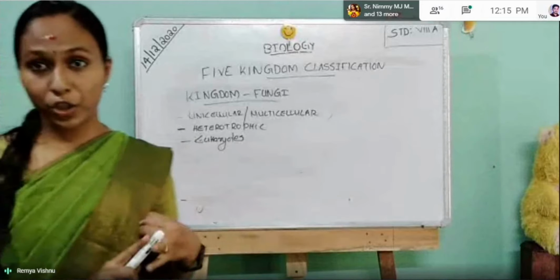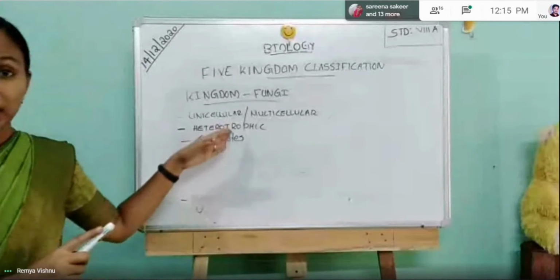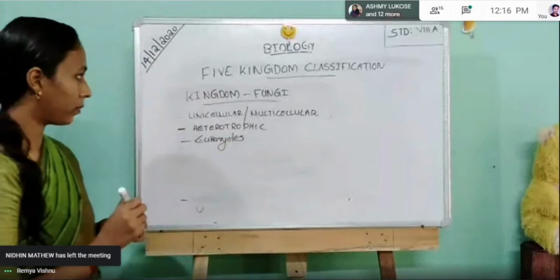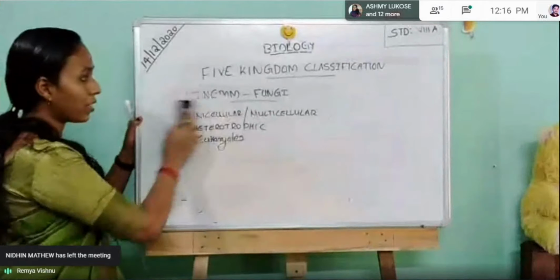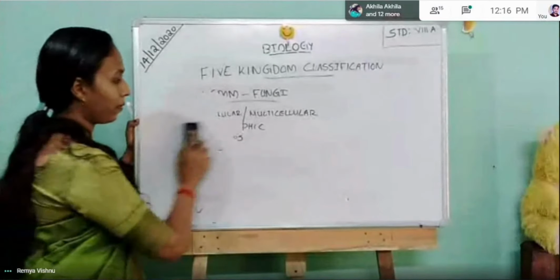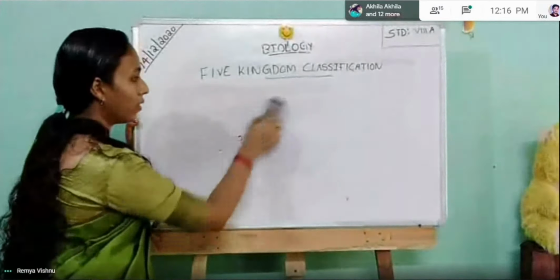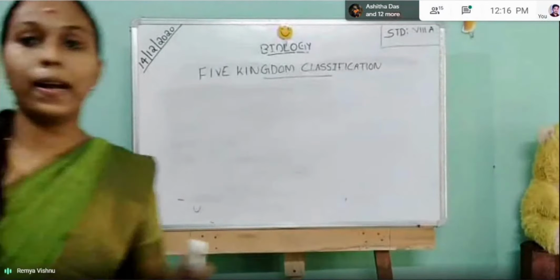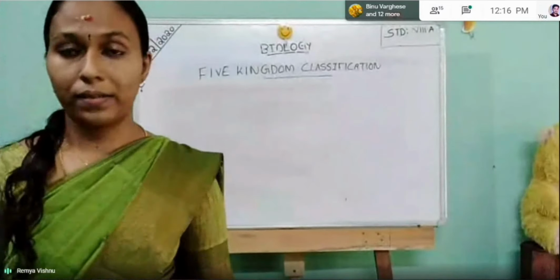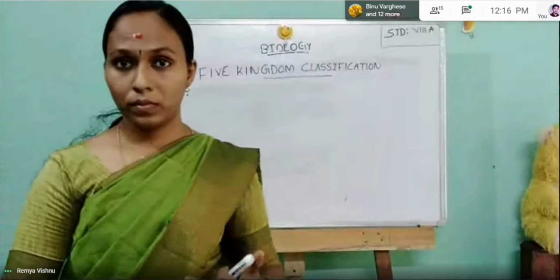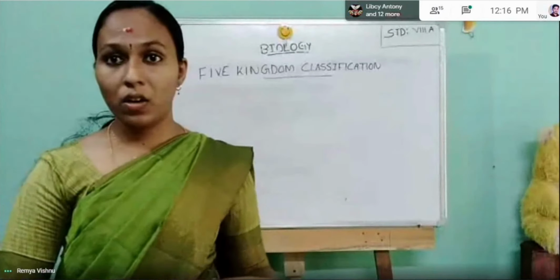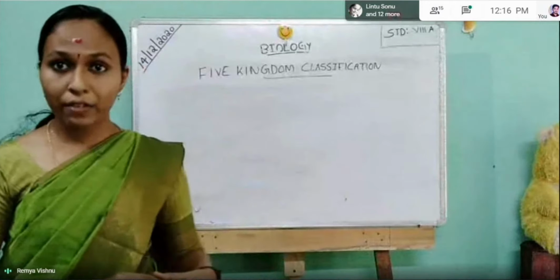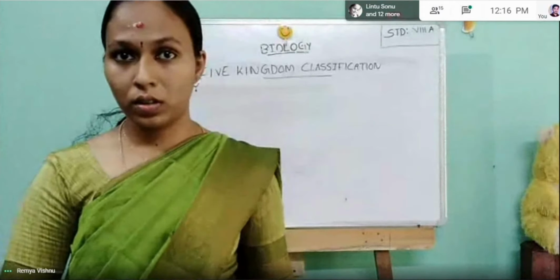Moulds, mushrooms, and yeast are included in this kingdom. Are you clear? Yes. So take your science diary and write down the questions. First question is, what makes kingdom Monera different from kingdom Protista? And the next question is, which are the peculiarities of kingdom Fungi? Are you finished? Yes, Miss. Okay.